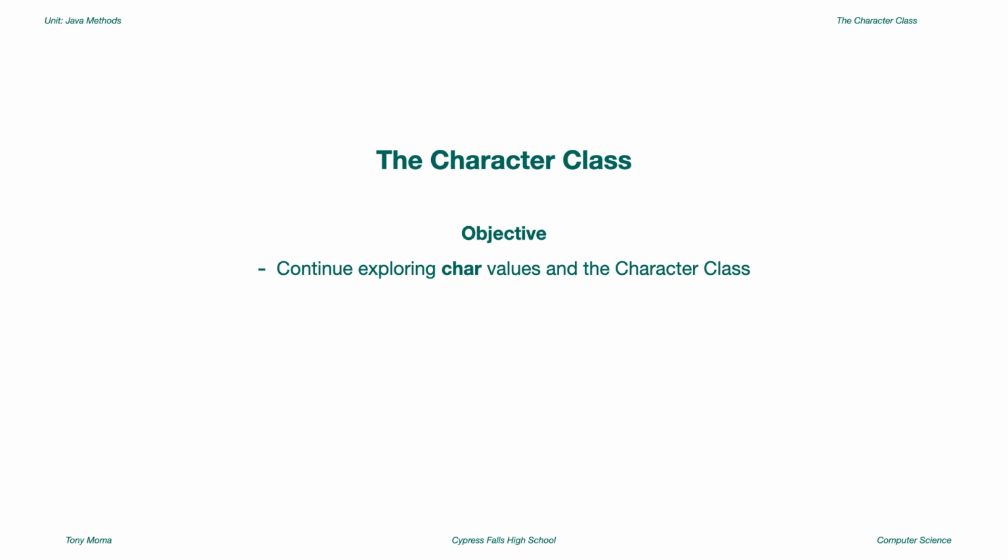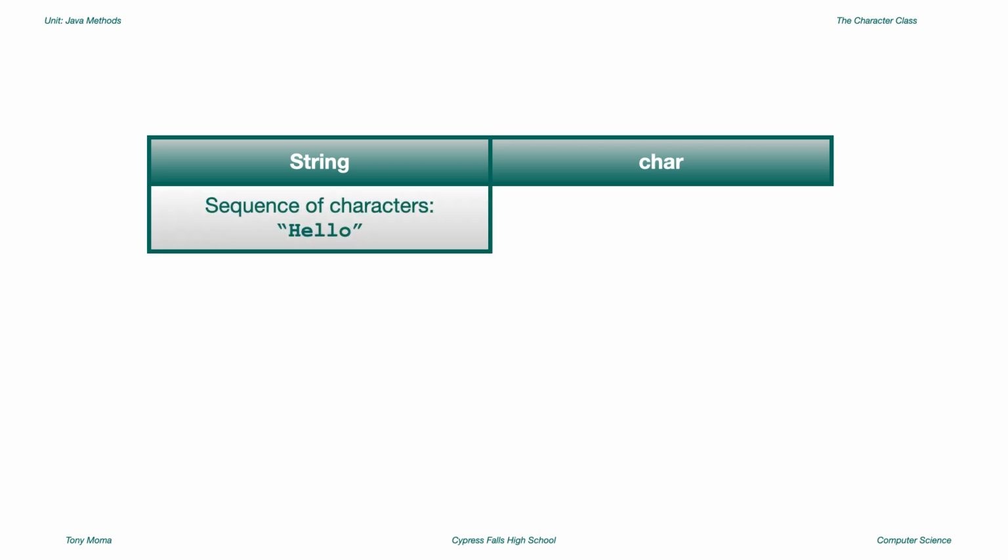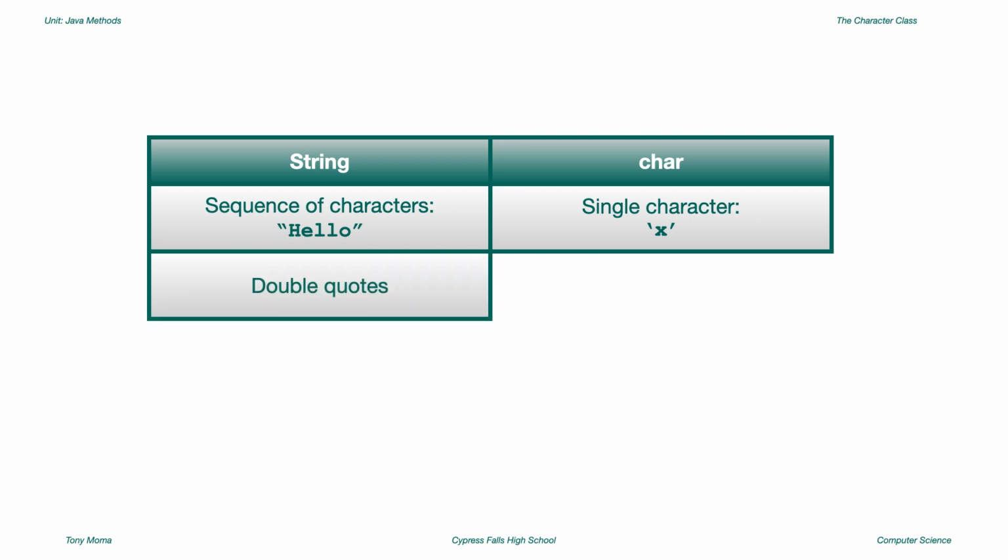The character class. In this video, we will continue exploring char values and the character class. We'll start things off by reviewing the difference between strings and chars. Recall that a string is a sequence of characters. For example, the string "hello" contains 5 characters, H, E, L, L, and O, whereas a char is just a single character. When making a string, we use double quotations to signify that. For chars, we use single quotations.